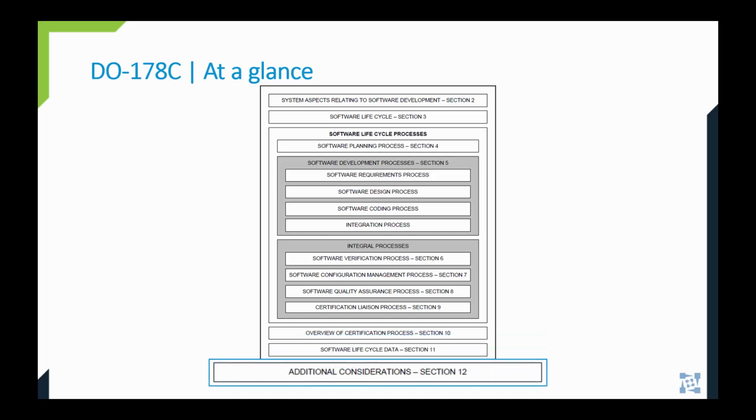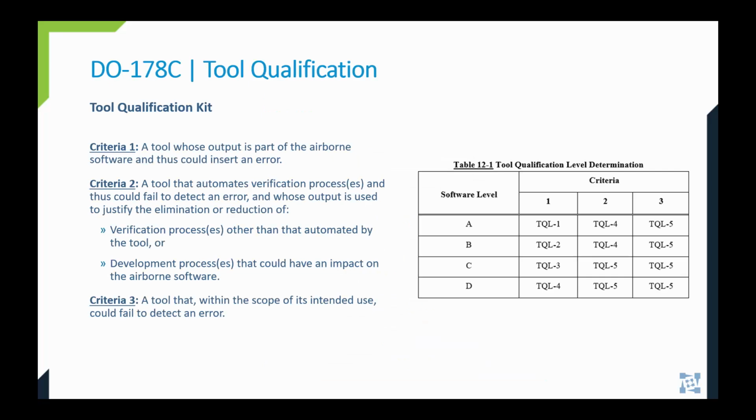Section 12 discusses additional considerations regarding things like the use of previously developed software or already certified software for use on an alternate type of aircraft, or certified software where there is a change in the compiler or processor, and the list continues. But what stands out the most to me in Section 12 is the tool qualification and determination if tool qualification is needed. So if a tool is used that eliminates, reduces, or automates processes, you have to take into consideration whether the tool might introduce errors into the life cycle.